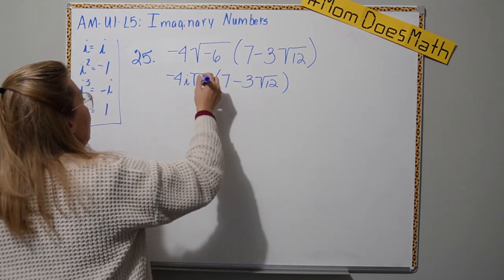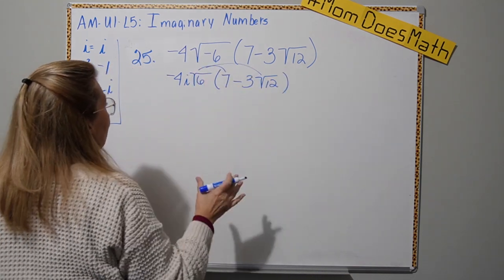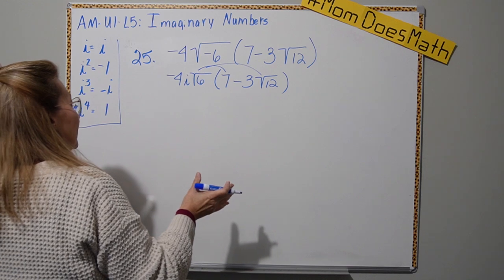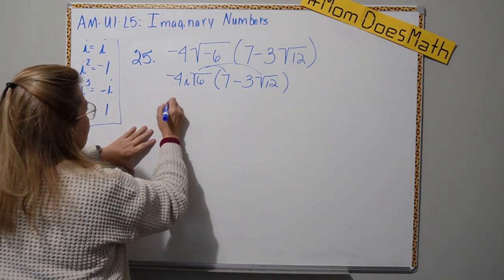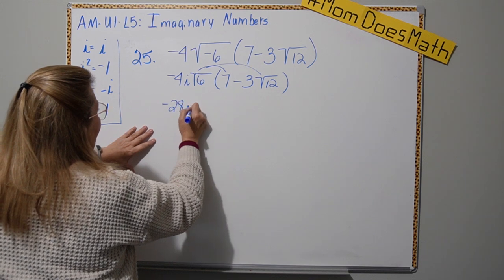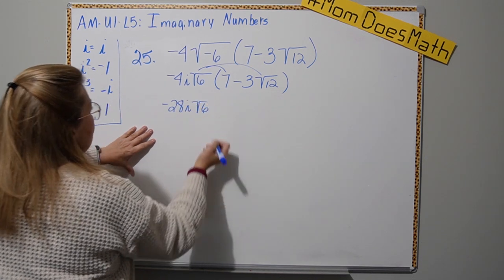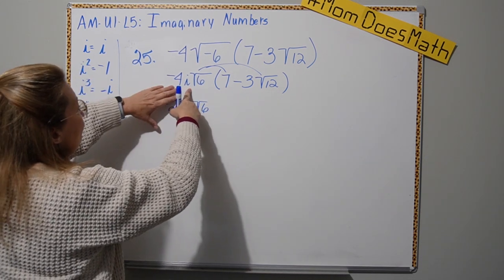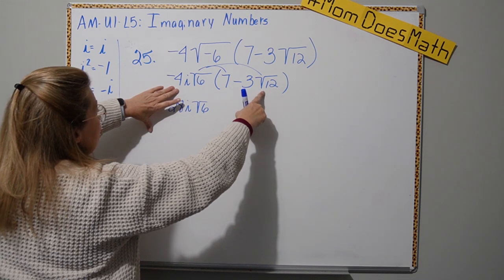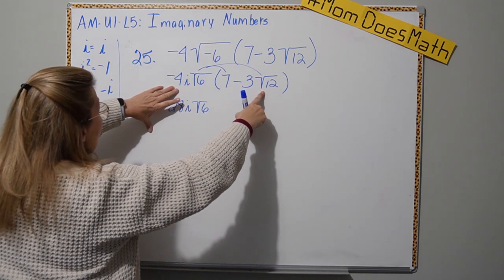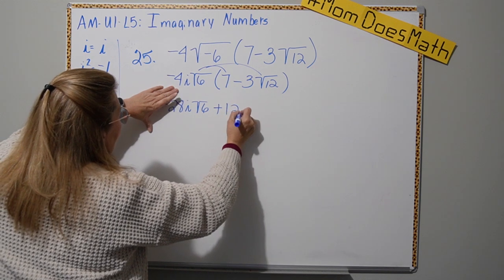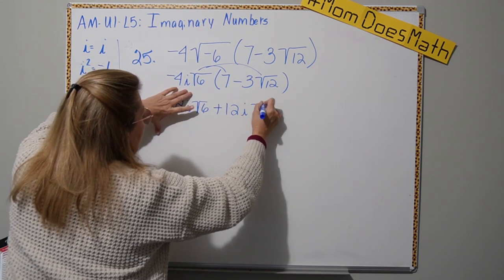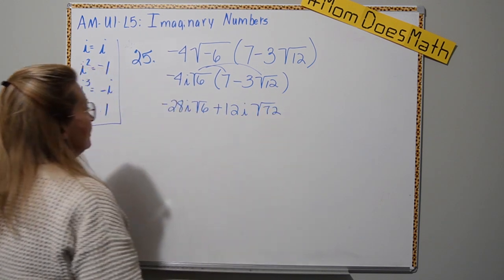12. All right, now we're just going to be distributing, multiplying things that are outside the radical together and things that are inside. Negative 4 times 7 is going to give you negative 28i square root of 6. And negative 4i square root of 6 times negative 3 square root of 12 is going to change to positive 12i square root of 72.